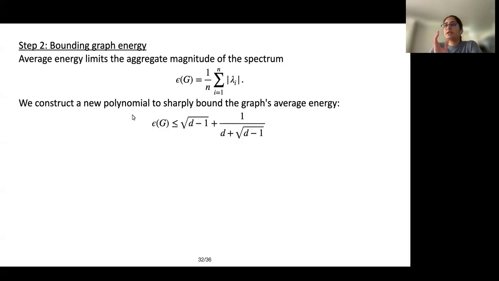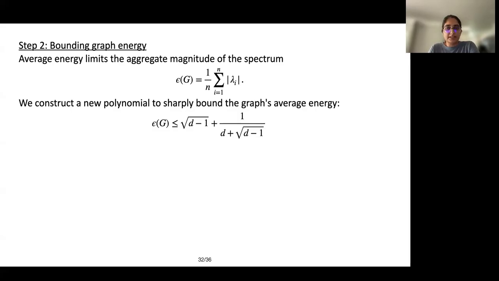Similar to the argument for the upper bound, we can again develop this new polynomial and give a sharp bound over the average energy for a graph. This upper bound is tight because for the extremal graphs, the average energy is exactly equal to this upper bound.